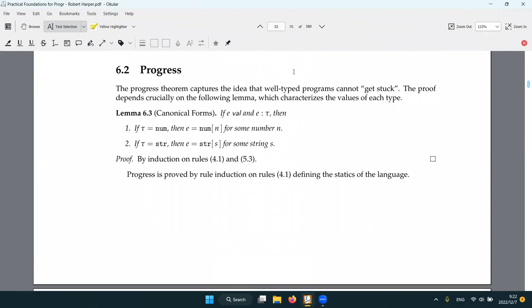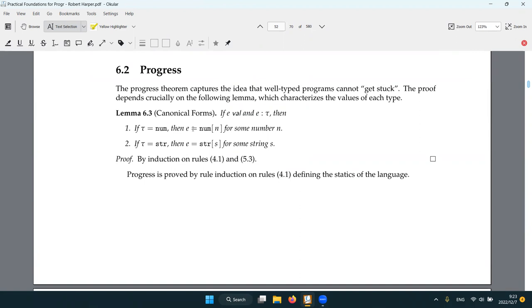And I guess the progress one is a more interesting property, where it states that a well-typed program cannot get stuck. The proof depends on the following lemma. The lemma is used to categorize the values of each type. So this canonical forms lemma says that for each type we need to categorize what the values of that type are. In our case, our types are so simple, so our canonical forms are also simple.